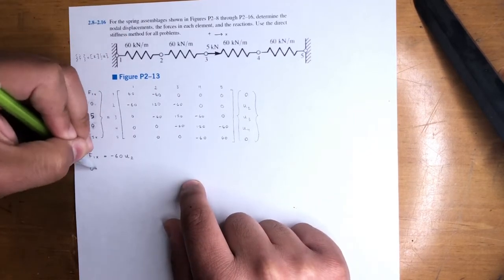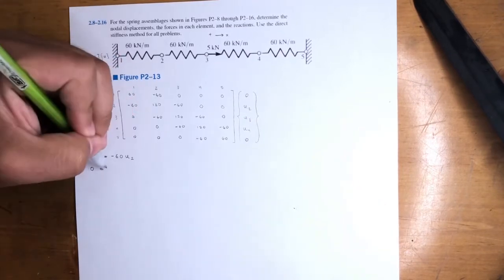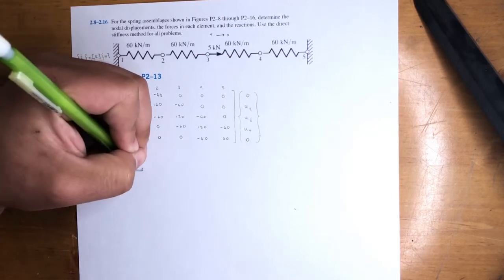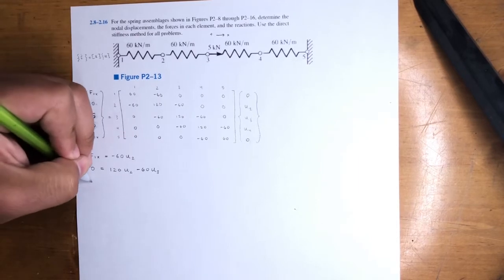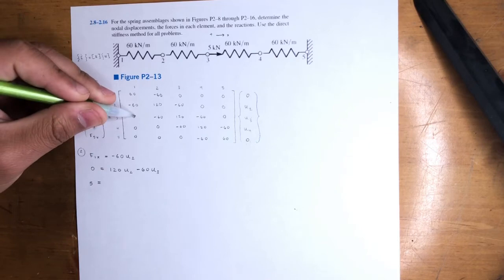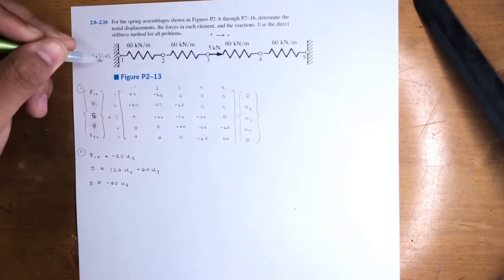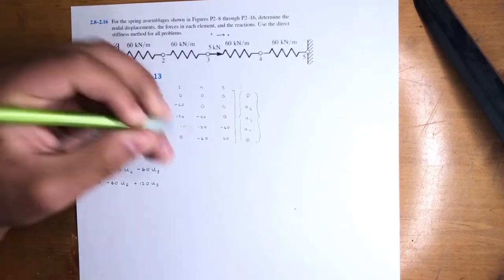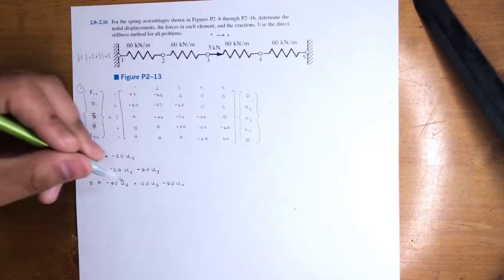f2x, which is 0, is equal to negative 60 times 0 plus 120 times u2 minus 60 u3 times 0 times 0. So 5 is equal to, this is f3x, 5 is equal to 0 times 0 minus 60 times u2 plus 120 times u3 minus 60 times u4, and then 0.